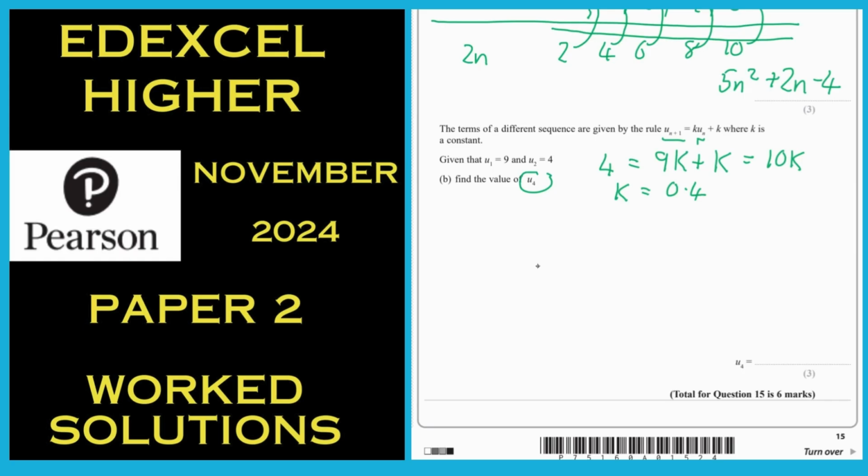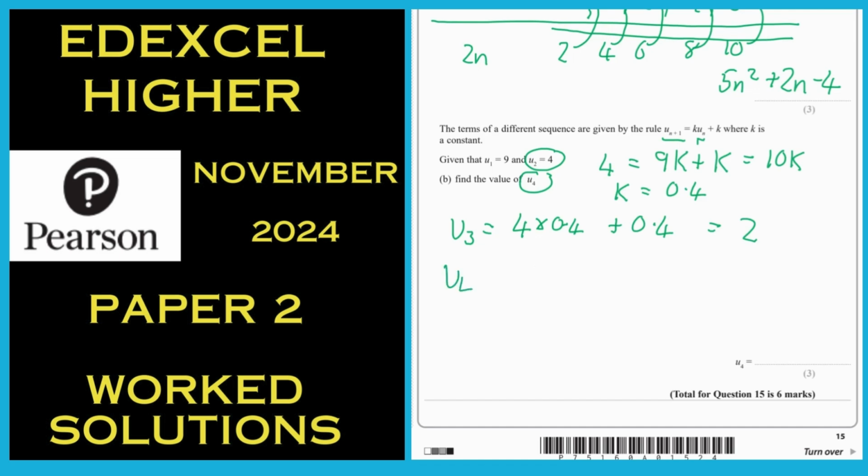Well, before you get the fourth term, you're going to need the third term. You get the third term by subbing in the second term, which is multiplied by k and add k. Out comes the number 2.